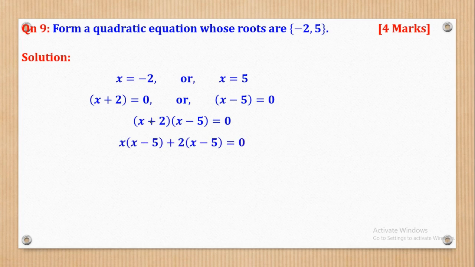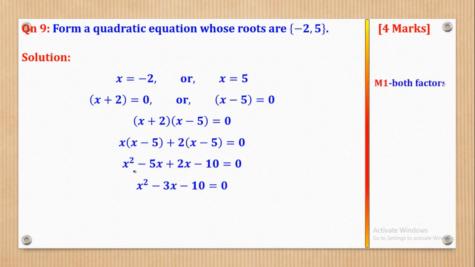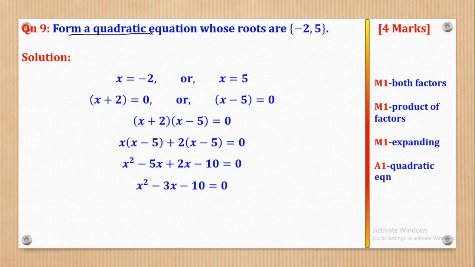Then next I'll expand. So this x multiplied by this bracket is that, and this 2 multiplied by this bracket is this. Then I'll open brackets further to come up with that. So this times this is that, this times this is that, this times this is that, this times this is that. So collect like terms to come up with that quadratic equation. Therefore, that is what they wanted, because they wanted you to form a quadratic equation.